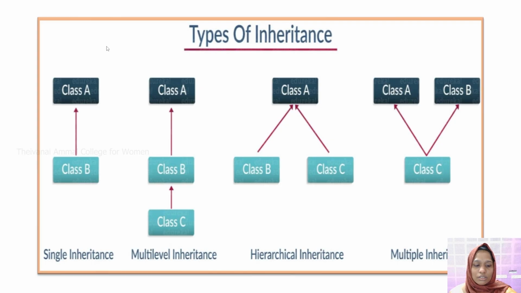We see about single inheritance. Single inheritance is nothing but it has one base class and one derived class. It is derived from the parent class only. Okay, next we move towards multi-level inheritance. Multi-level inheritance has one base class and one derived class with more than one intermediate class. In hierarchical inheritance, we see one base class and more than two child classes. And then multiple inheritance, where we have more than one parent class and only one child class. These are the types of inheritance.